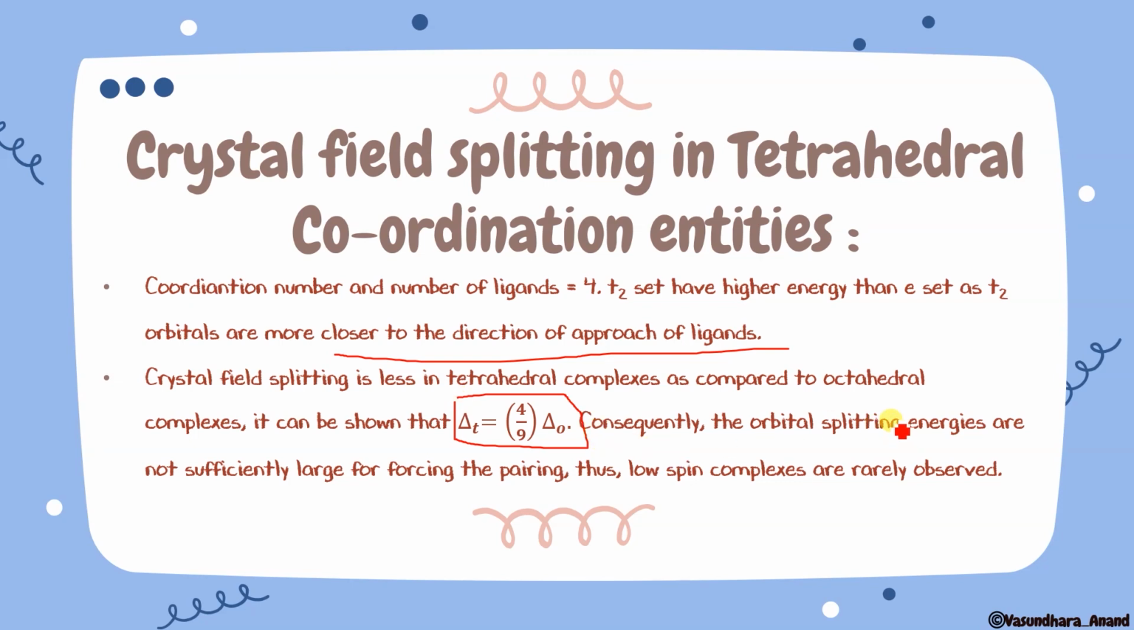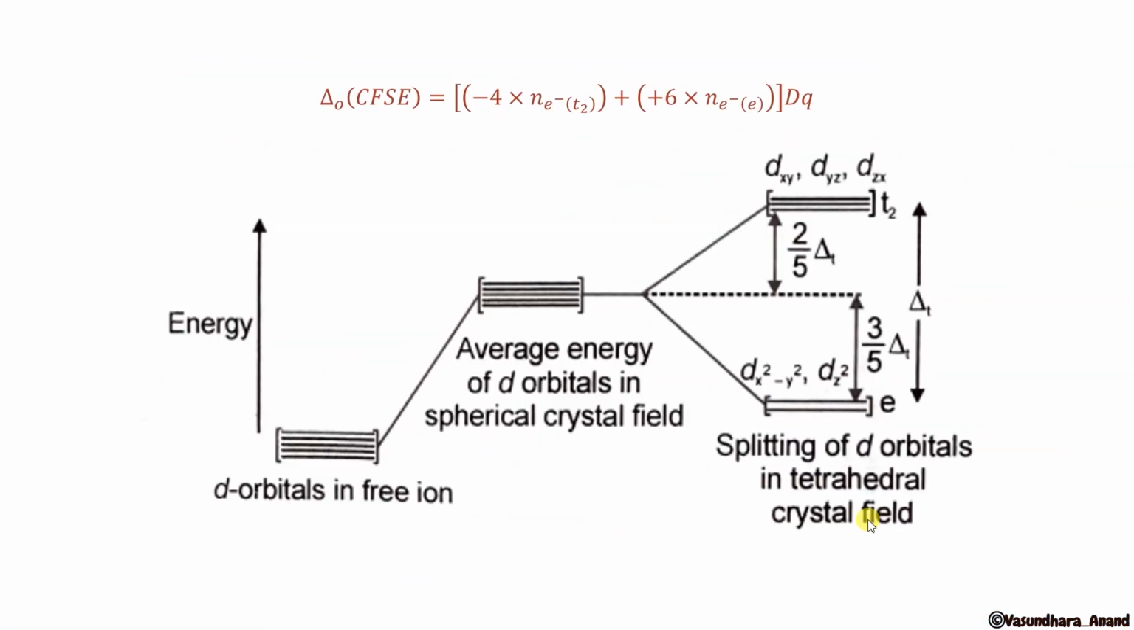Consequently, the orbital splitting energies are not sufficiently large for forcing the pairing, and thus low spin complexes are rarely observed. Because the pairing does not happen, they form high spin complexes. That means low spin complexes are rarely observed in this case. So in the tetrahedral field, low spin complexes are rarely observed.